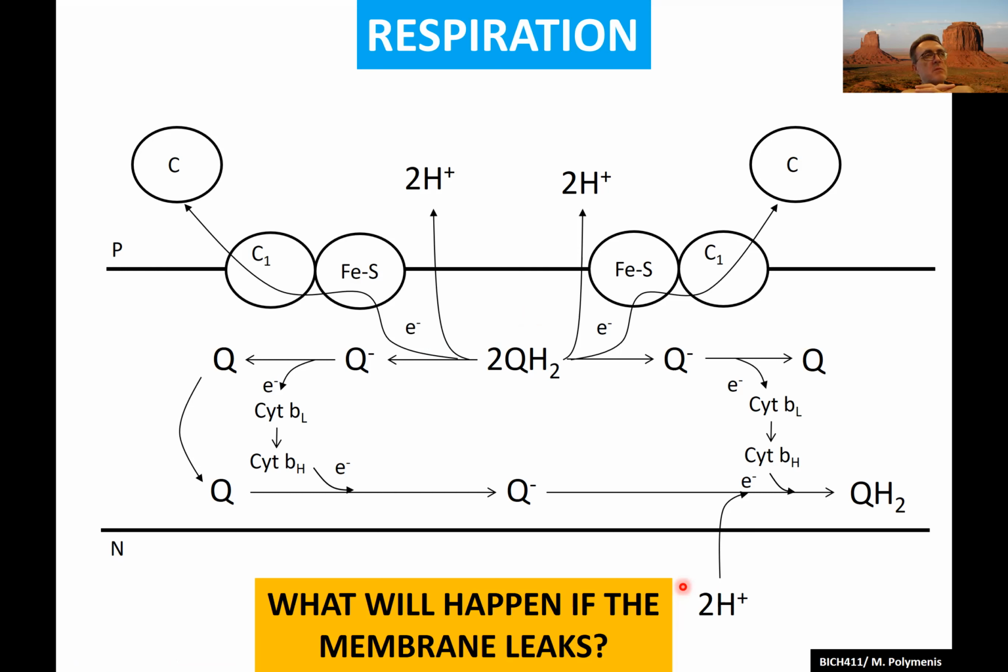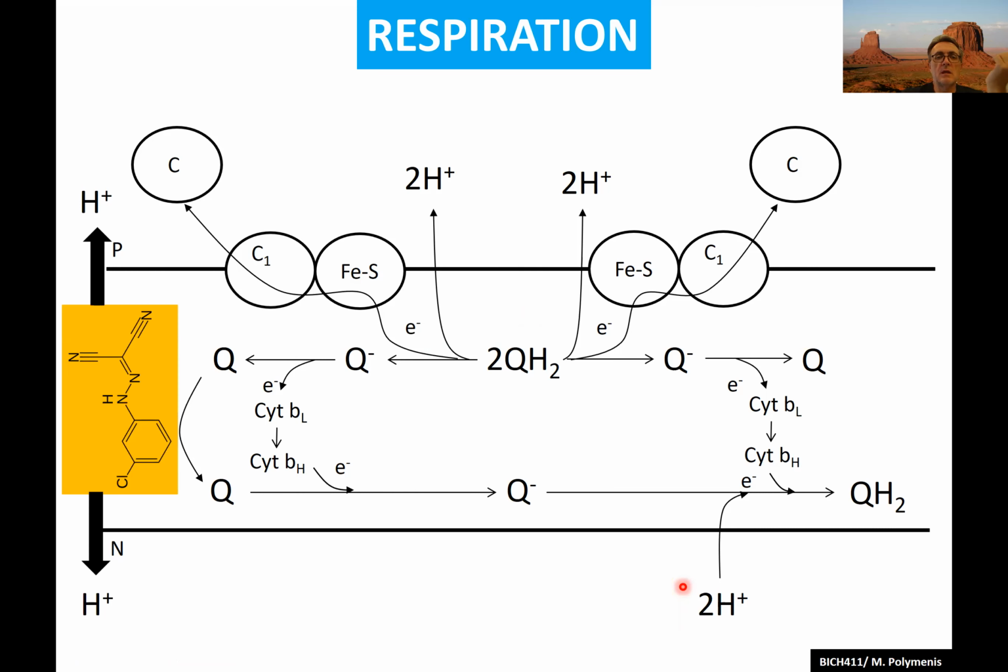What will happen if the membrane leaks? Okay, what is going to happen? The electrons will keep moving, but you won't build any proton motive force. You will not charge the membrane, and there are compounds that will do that. DNP is one of them shown here, and you don't generate a proton gradient. You continue to respire up to a point, and then you don't generate gradient, which means you don't make ATP.